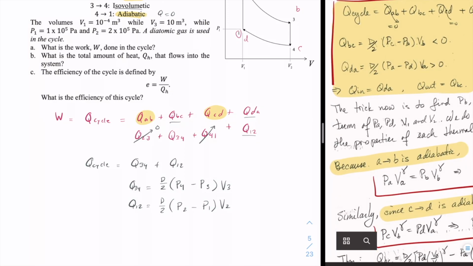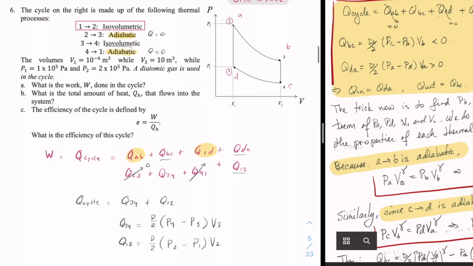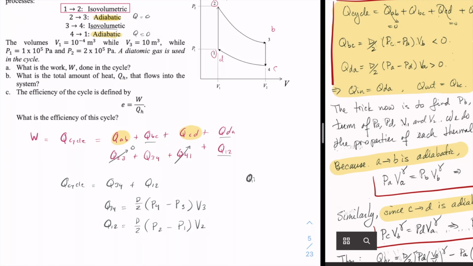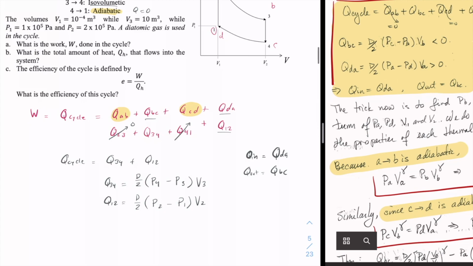Okay, so we know for this process, just given an Otto cycle, our Qin is going to be equal to QDA, and this is this guy on this side. So our Qin is equal to QDA here, just given. And then our Qout is equal to QBC. So in on this side and then out on this side. Okay, so this can maybe help us later.